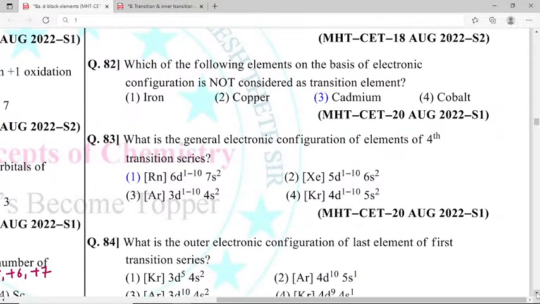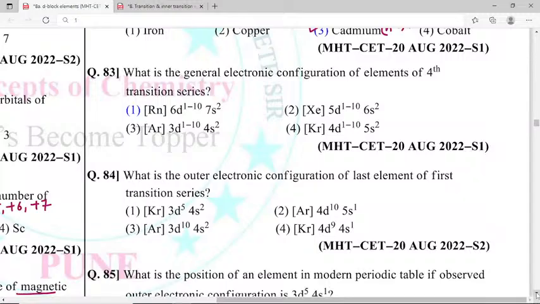Which of the following elements, on the basis of electronic configuration, is not considered a transition element? Cadmium, due to the (n-1)d10 electronic configuration in its common oxidation state as well as the elemental state.